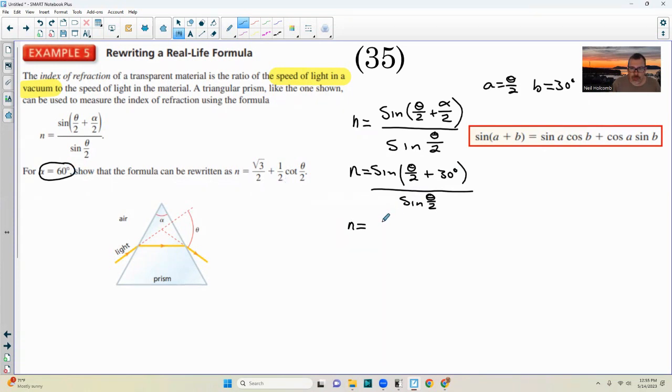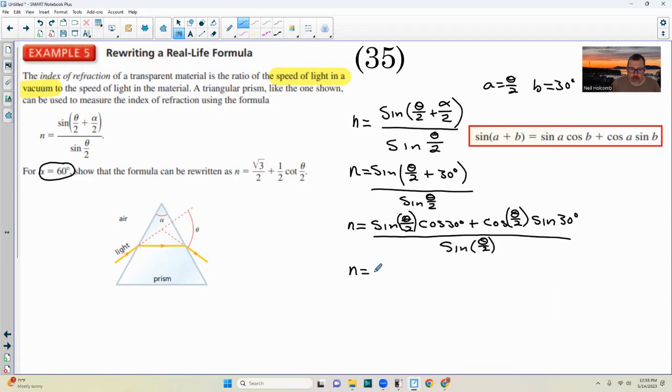So n equals the sine of a, which is theta over 2, not plus, I'm sorry, times the cosine of 30, plus the cosine of a, which is theta over 2, let me put these in parentheses, by the way, times the sine of 30 degrees, all over the sine of theta over 2.